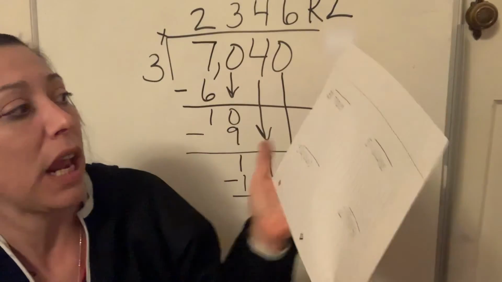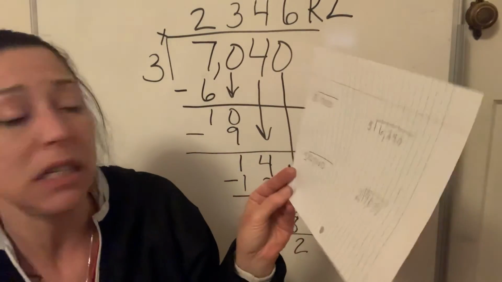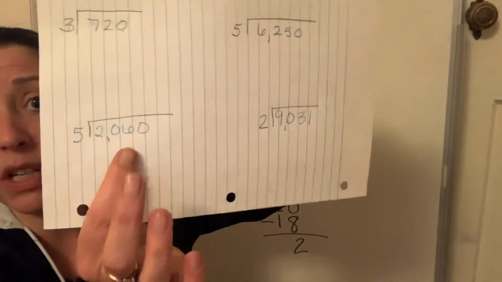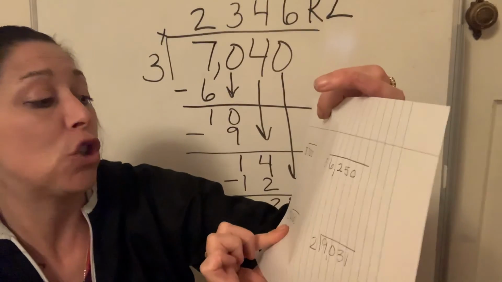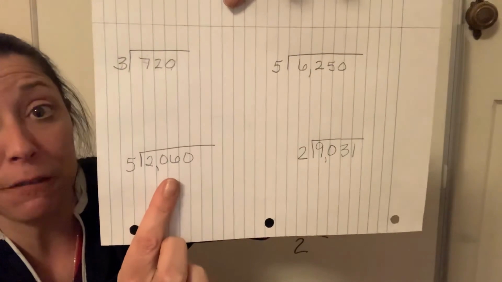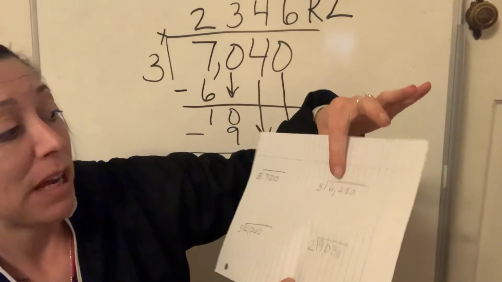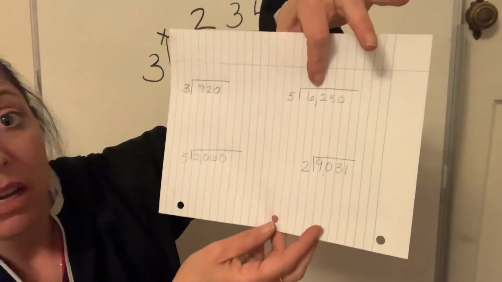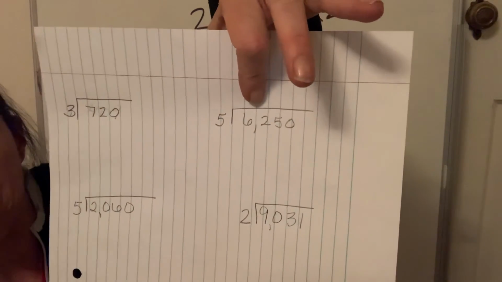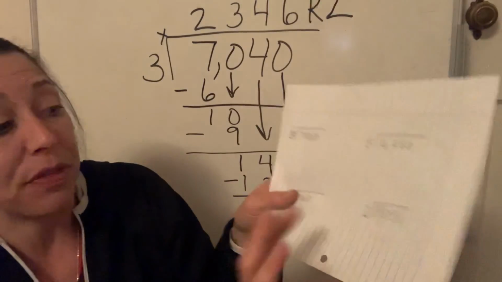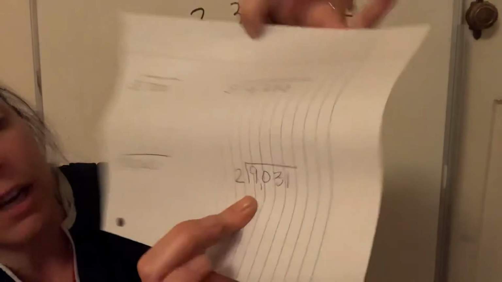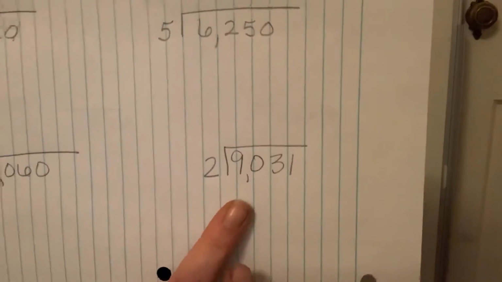So the first one is 720 divided by 3. Underneath that is 2060 divided by 5. Back up here at the top is 6,250 divided by 5. And at the bottom here is 9,031 divided by 2.